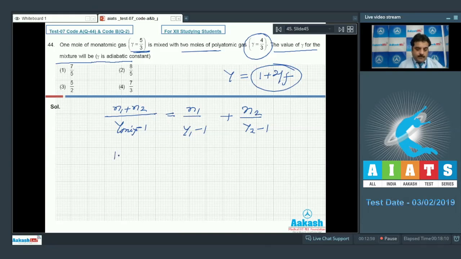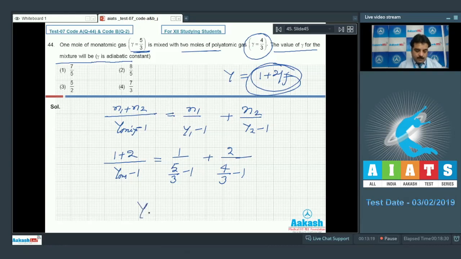So if I put the number of moles as per the question, 1 plus 2 upon gamma mix, which is our requirement, equals 1 upon 5 by 3 minus 1 plus 2 upon 4 by 3 minus 1. When you calculate, because gamma mix is the only unknown, you will find 7 upon 5. So this is how you can deal with this question. Option number 1 will be the right choice.